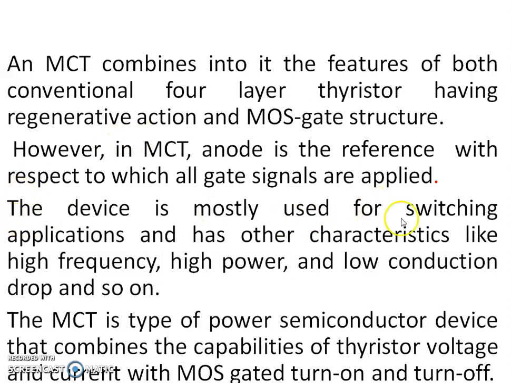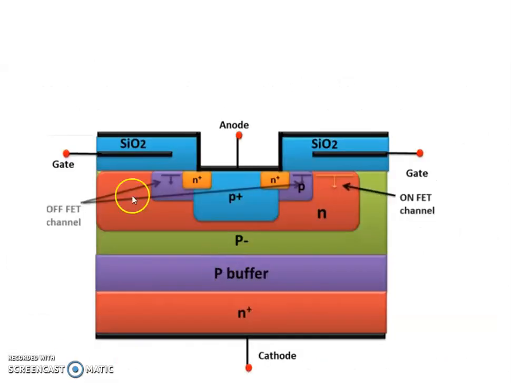The device is mostly used for switching applications and has characteristics like high frequency, high power capability, low conduction drop and so on. The MCT is a type of power semiconductor device which combines the voltage and current capability of a thyristor with MOS gated turn on and turn off. So this is the basic structure of a thyristor.